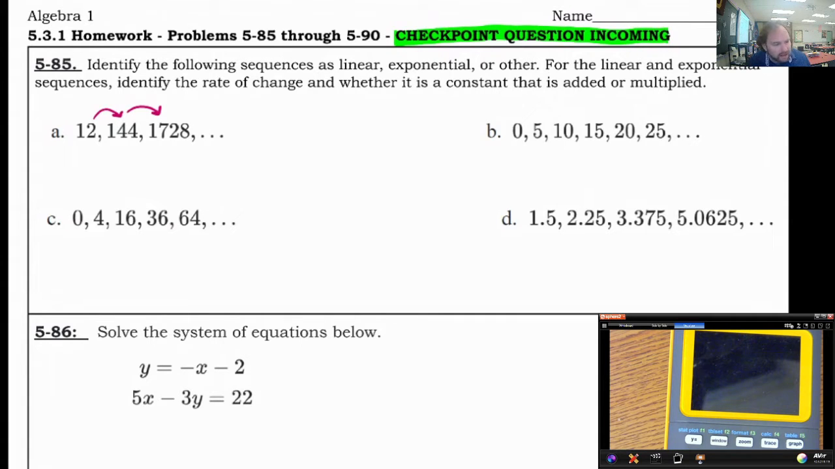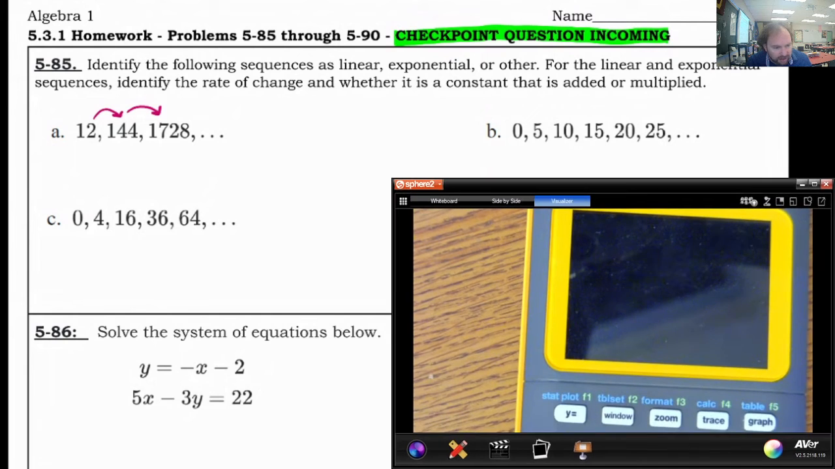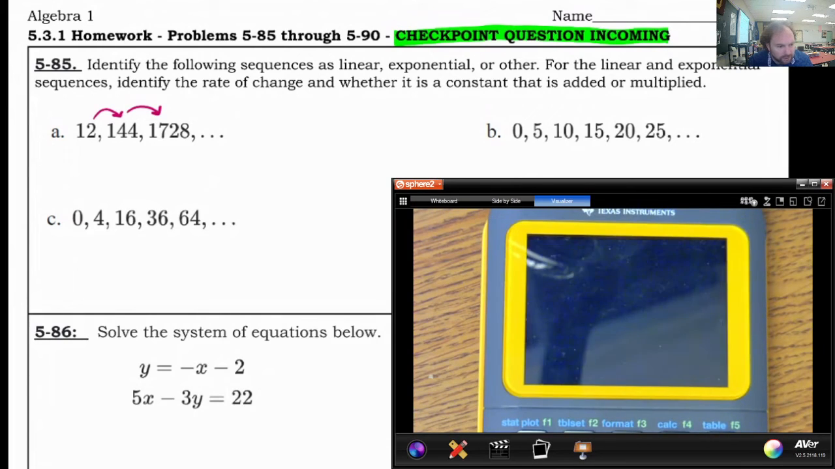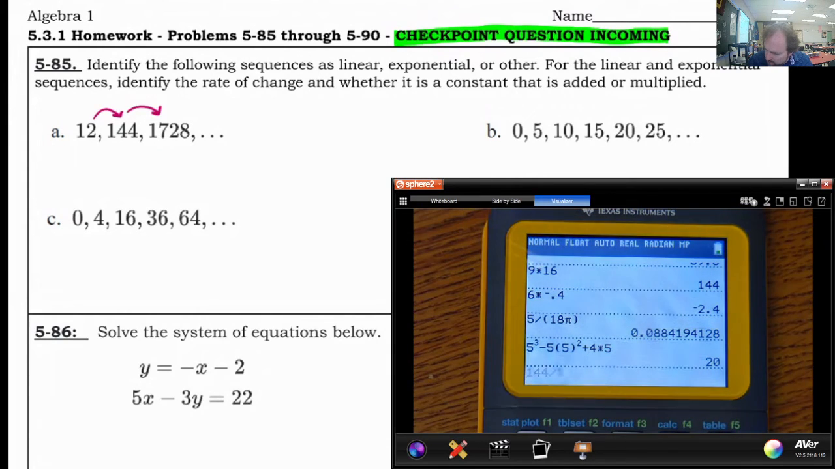So what we should try is on a calculator, we should try to divide. Let's do 144 divided by 12. We get 12, so times 12. And then 1728 divided by 144.